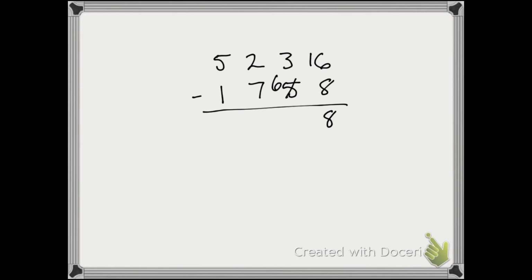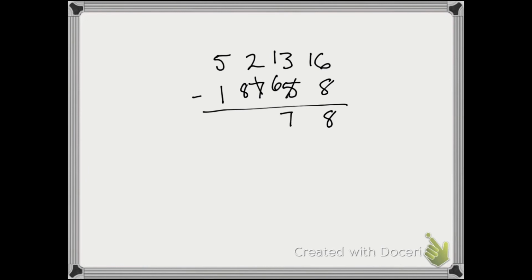So again, we have a dilemma. I can't take 6 from 3. So what I'm going to do instead is treat this problem as though I'm giving 10 to both numbers. The reality is I'm giving 100 to both numbers. So giving 10 tens to make that 3 tens a 13, and turning the 7 into an 8. So now I can take 6 from 13. 6 from 13 is 7, and I move on to the next column.